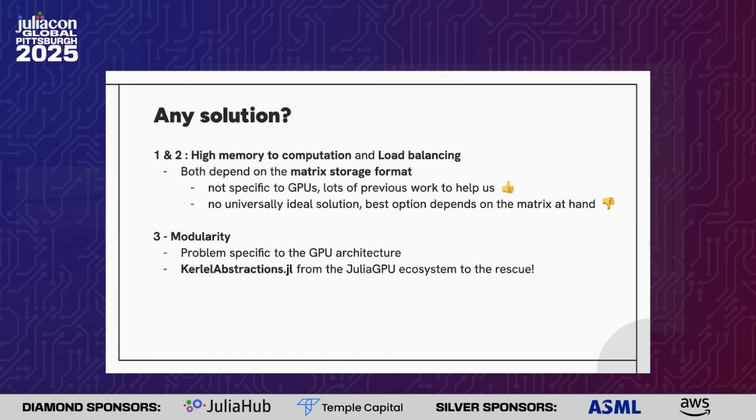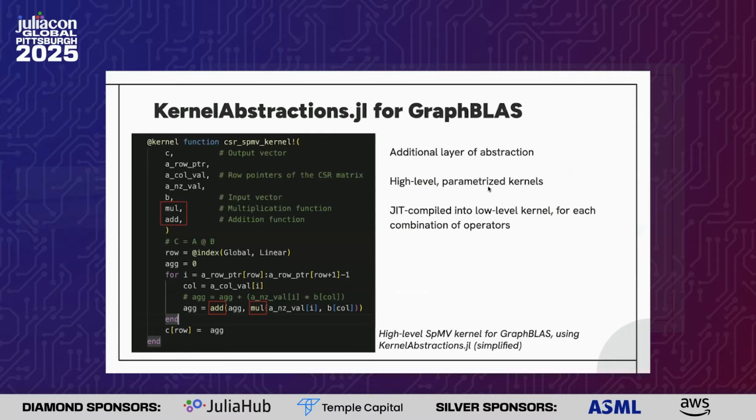On the third problem, we used a very nice package from the Julia GPU ecosystem, which is KernelAbstractions.jl. I'll put a typo here, sorry. Yeah, it's written correctly. So KernelAbstractions.jl, as its name indicates, adds a layer of abstraction to GPU kernels.